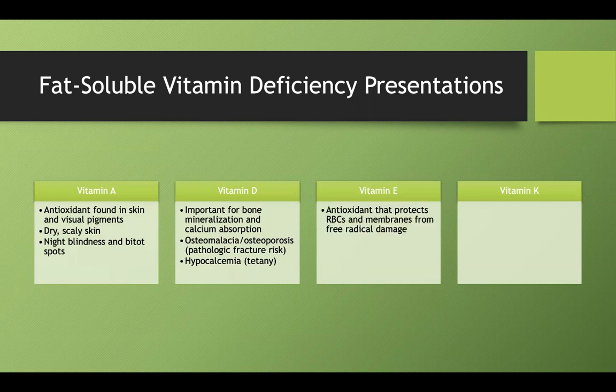Vitamin E is lower yield, but sometimes tested. You just have to know that it protects our red blood cells. So you might end up seeing something like hemolytic anemia, acanthocytosis. You could also see demyelination of the posterior columns. I don't think I've seen a test question on that specifically. They usually talk more about the blood-related disorders.